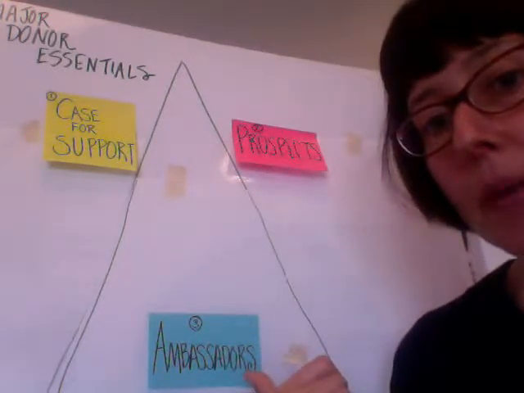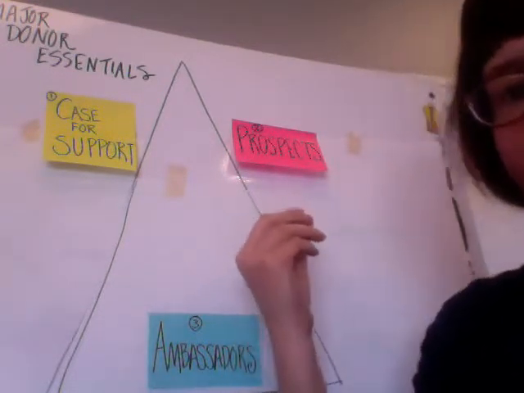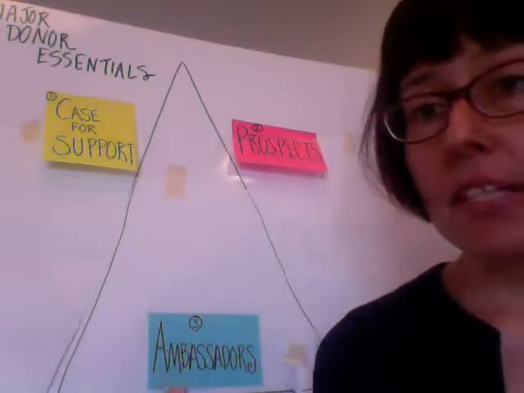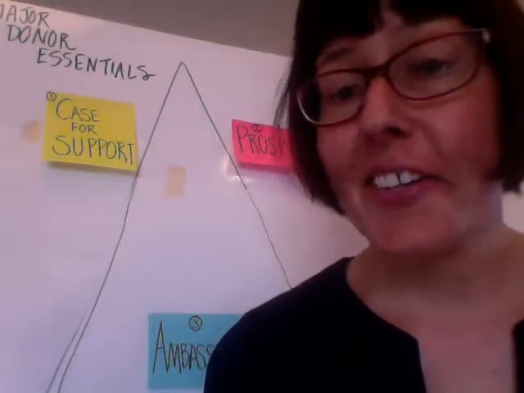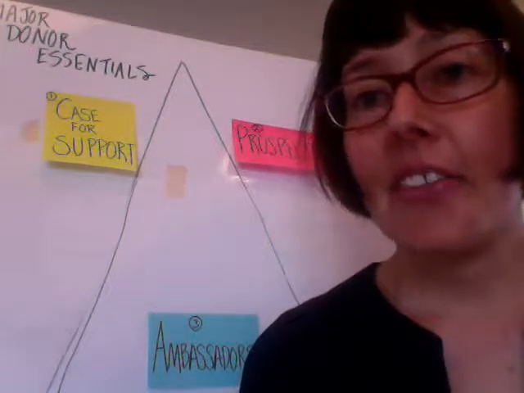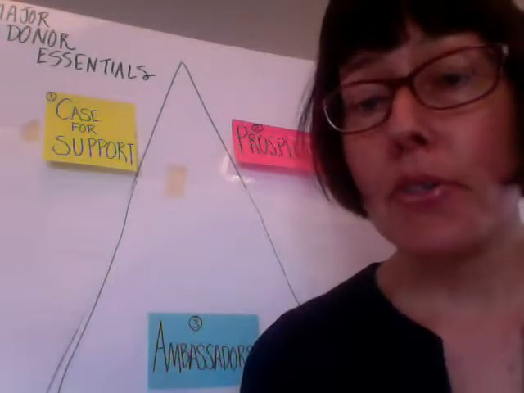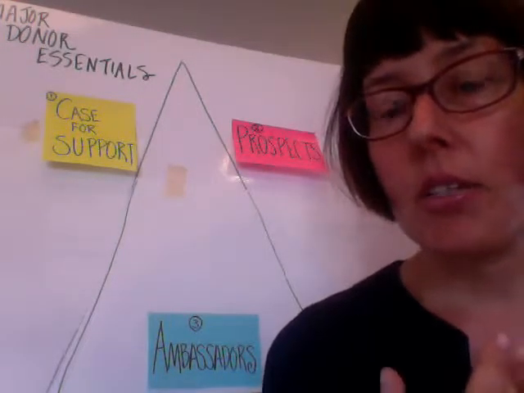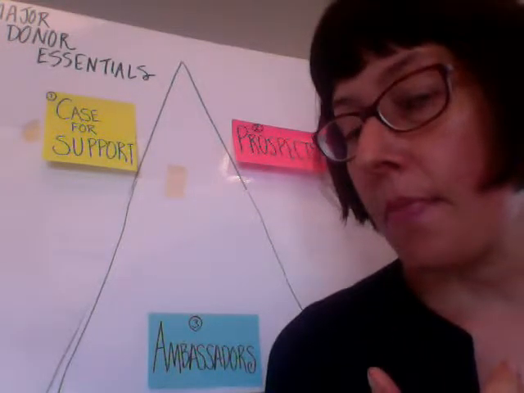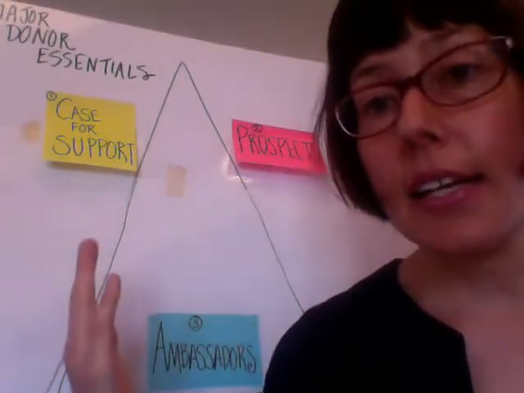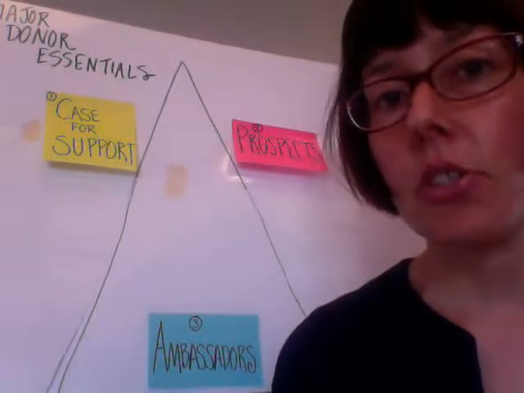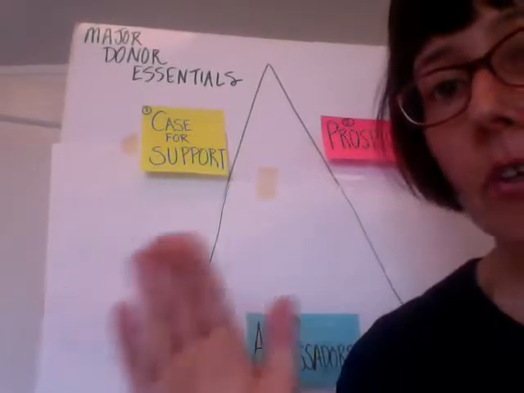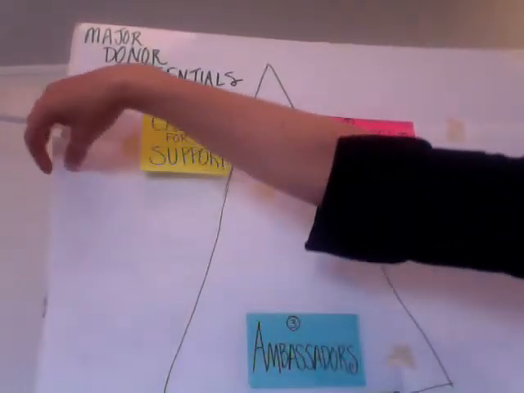And the third element is ambassadors. These are the people who are going to take your case for support to your prospects. In some cases, this is just one person, right? It's the executive director. And in other cases, it's board members. And in some cases, ambassadors can be amazing champions who maybe they're not asking for money, but they're opening doors for you. In any case, all 3 of these are crucial. So right now, part 1 of 3, in this particular video, we're focused on case for support. So let's take a look at this.